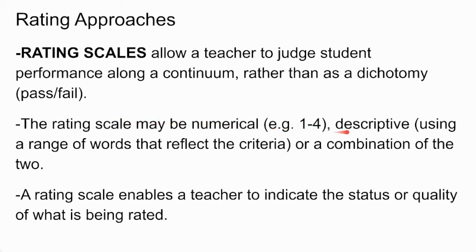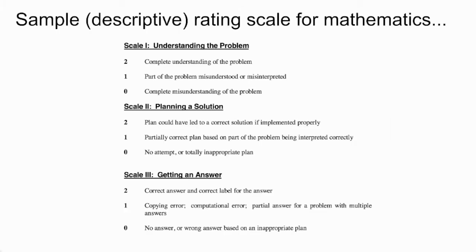It could be descriptive, in other words, using a range of words that reflect the criteria, and many times a combination of the two. This type of approach allows a teacher to indicate the status or quality of what is being rated. For example, here's a sample descriptive rating scale for mathematics. There are 3 categories of skills that this teacher is hoping to help his or her students develop. They include understanding the problem, planning a solution, and getting an answer.